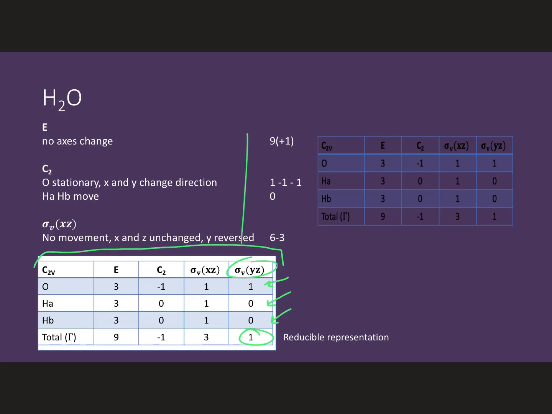So now we've looked at all the 3n coordinates of our system. Our representation, which I'm going to call gamma, for our molecule is going to be 9, negative 1, 3, 1. Okay? We're going to use that here in a minute because this is now a reducible representation. It's not made up of irreducible pieces. We've done this before, and now we just need to reduce this to find out what all the components are.